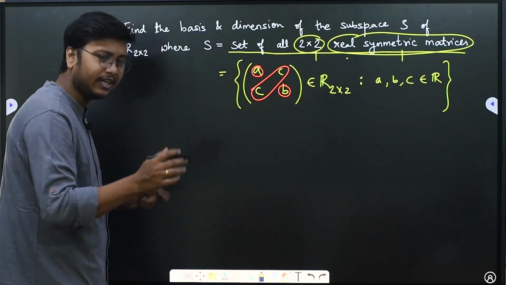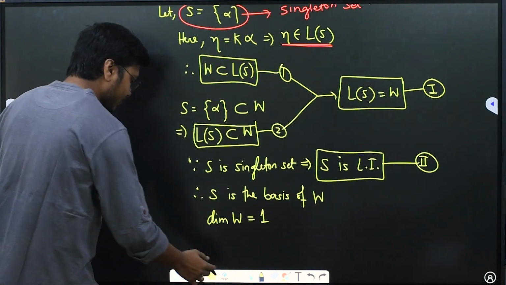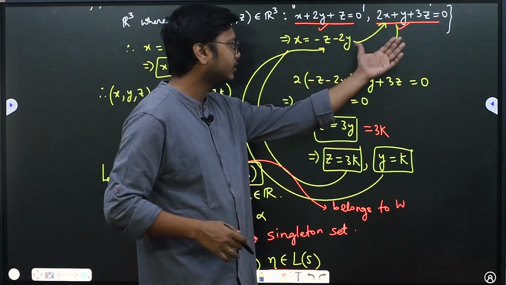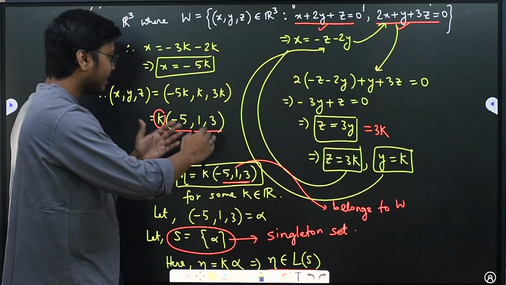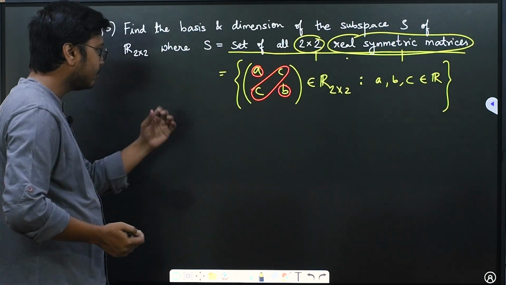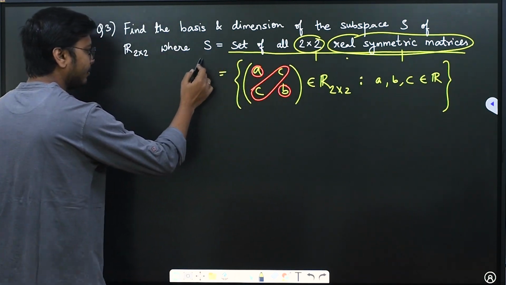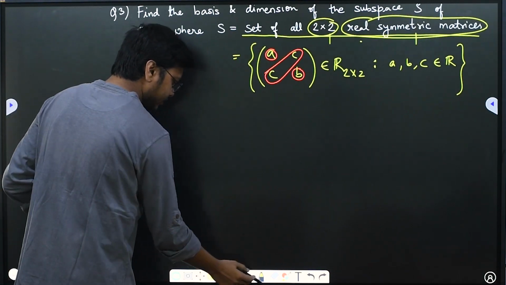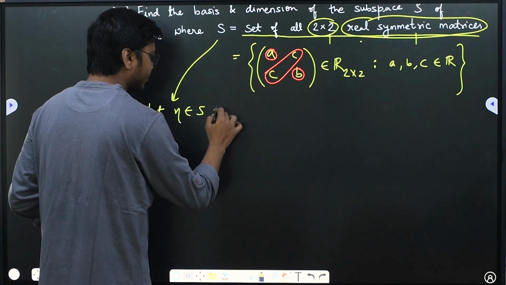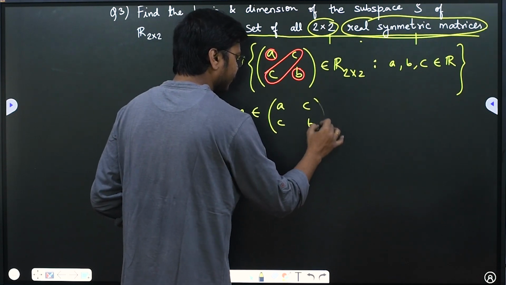So let's find that out right now. As we were doing in the previous questions, it's the same process: using the conditions, you try to remove the variables and get some constant elements which you call alpha. So here also we'll be trying to do that. Firstly I'll take a random element from S. Let eta belong to S, so that means eta would be looking like [[A, C], [C, B]].